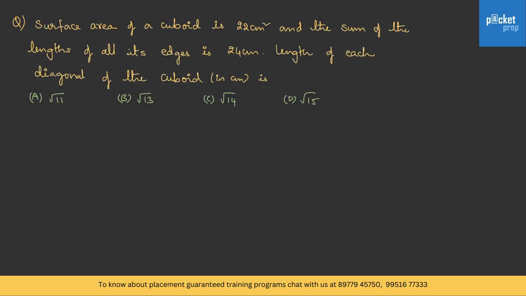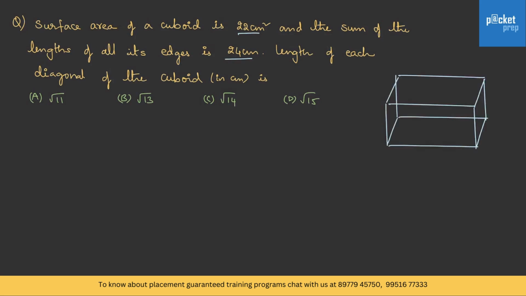Now let's try one more question. The surface area of a cuboid is 22 centimeter square and the sum of the lengths of all its edges is 24 centimeter. Length of each diagonal of the cuboid in centimeter is. In the question, they are asking us to calculate the length of the diagonal. This is a diagonal from one of the edges to the other corner. To calculate this, what we will do is, first we will calculate the diagonal for the base.